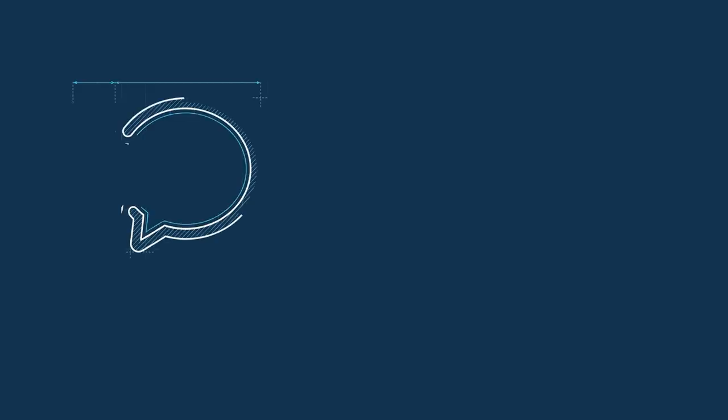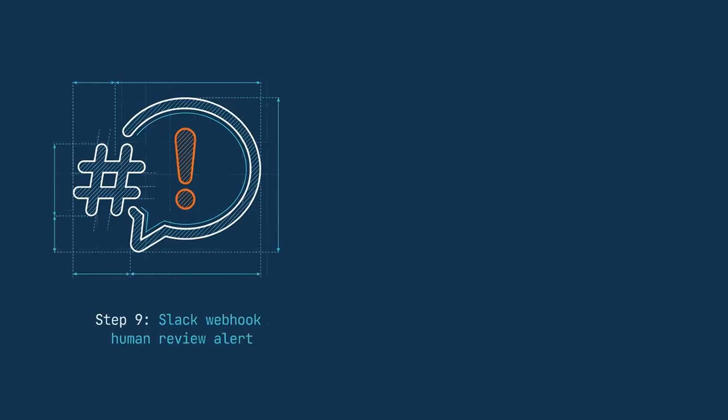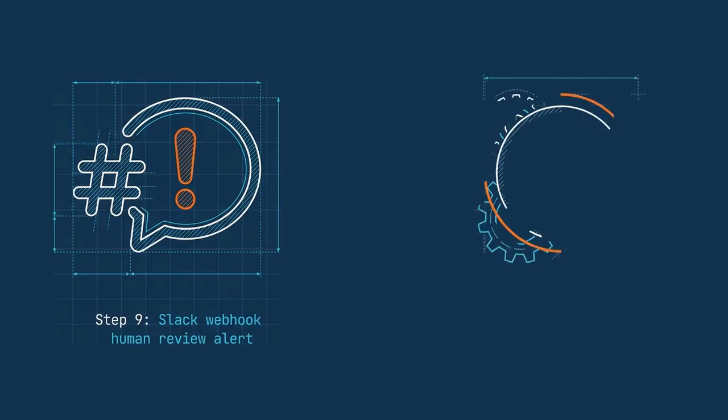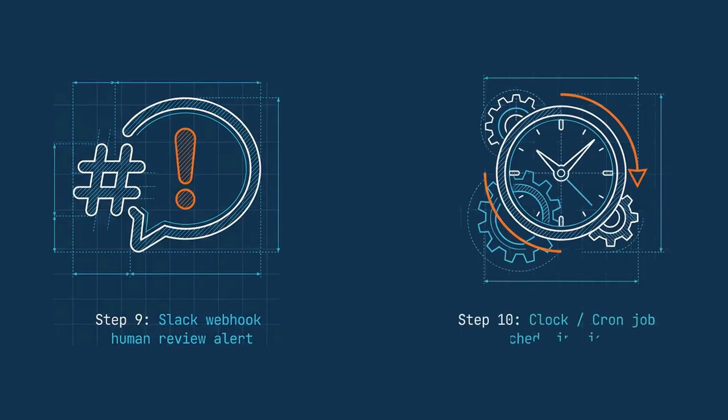Step 9. Wire a Slack webhook to fire anytime the LLM confidence score falls between 0.60 and 0.74, surfacing a human review request with the full trade context embedded in the message. Step 10. Schedule the entire pipeline using a cron job via GitHub Actions or a make.com scheduled trigger, set to run at market open daily or at whatever cadence your strategy requires.